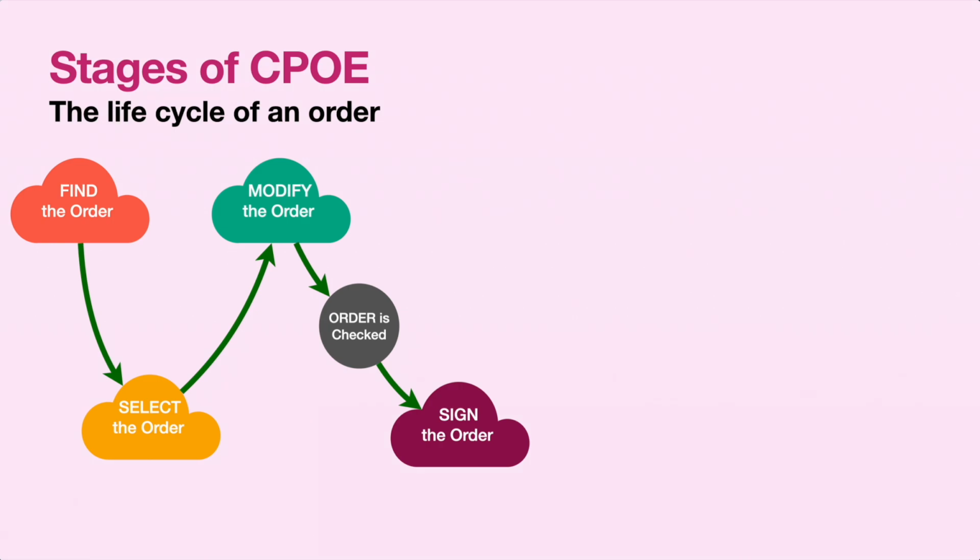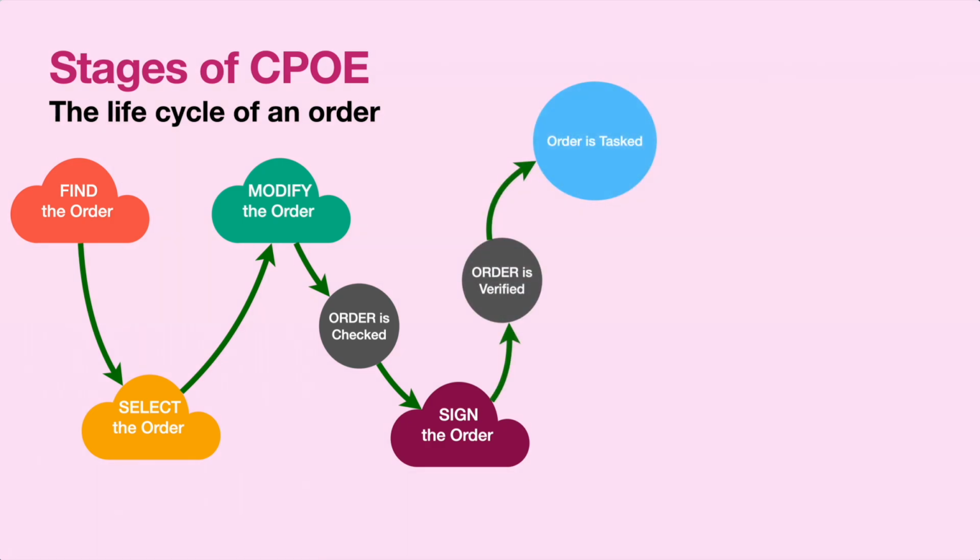Before signing the order, when you go to sign, the system will do some checking in the background, and there are things it picks up, like if it's missing a mandatory field. When you sign the order, the system will again verify in the background and check that there are things that need to be done. For example, it'll pick up contraindications, it'll pick up interactions with medications, etc. And once those are sorted, the order is tasked. From tasking, the order is completed.